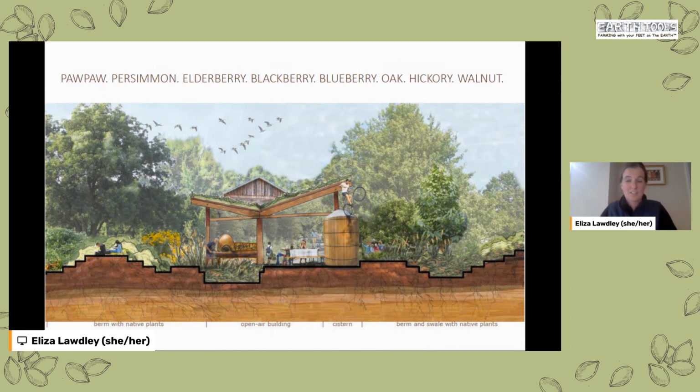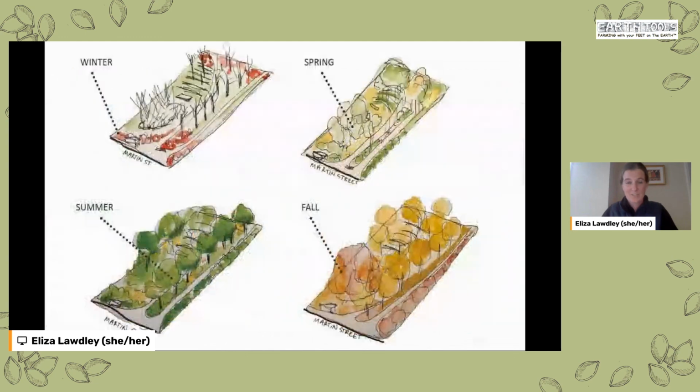Thinking about crops can be really helpful in these systems. So this particular view is an urban Keyline system in Raleigh, where we incorporated pawpaws, persimmons, elderberries, blackberries, blueberries, oaks, hickories, and walnuts, along with these berms and swales. But again, visualizing it, whether it's for a grant or it's for your own information, is a really helpful practice.